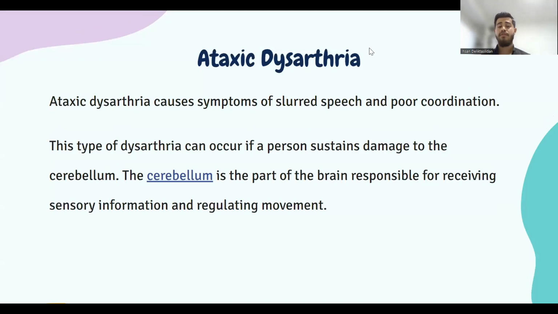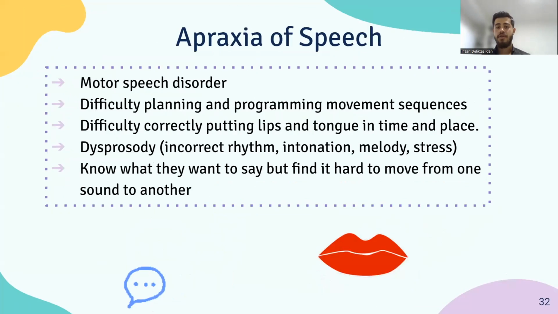As seen in the video, the child had slurred speech and poor motor coordination. And let's take a look at our final speech sound disorder for today. Apraxia of speech. Apraxia of speech is a motor speech disorder which involves difficulty planning and programming movement sequences. It also involves difficulty correctly putting lips and tongue in time and place.